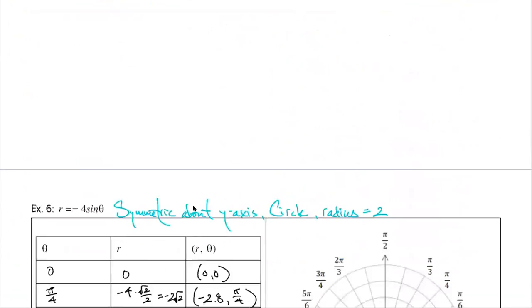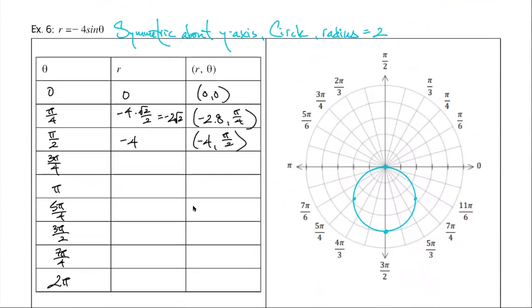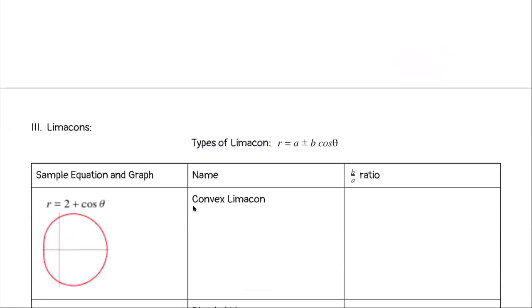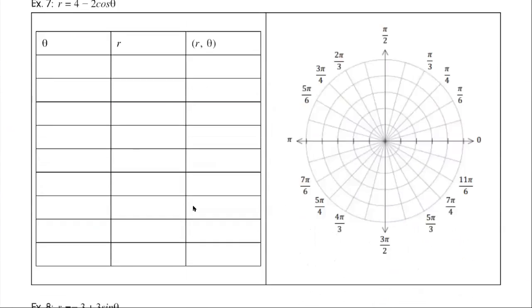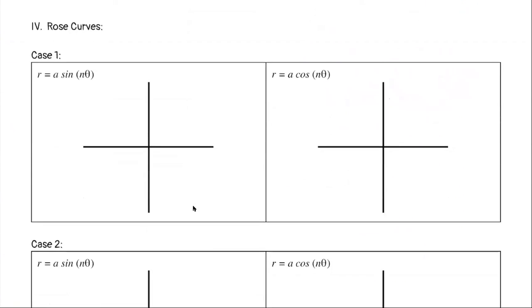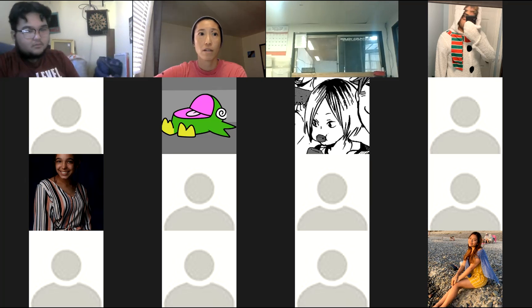All right, so we sort of use some tables to plot some things, right? But it turns out that there's actually a bunch of other shapes too, okay? So there's one called a Limaçon, and there's one called rose curves that you'll see towards the end, okay? So we've got Limaçons and rose curves. So what we're going to do is stop here for today. So let me just stop sharing my screen.